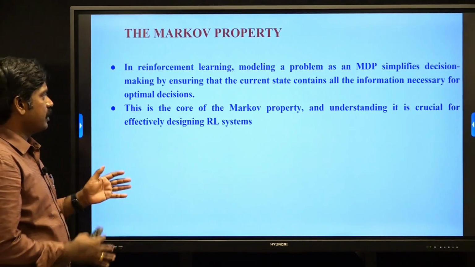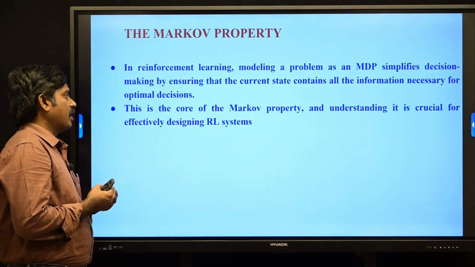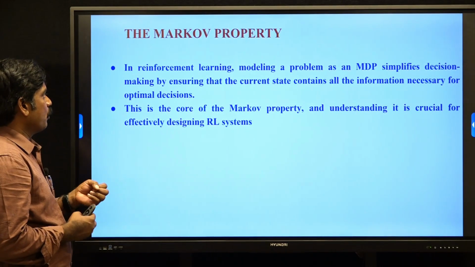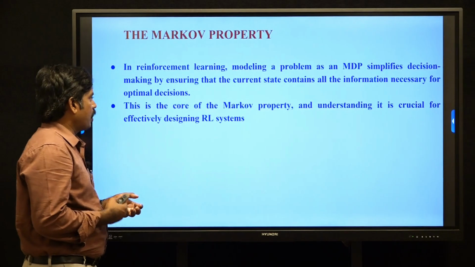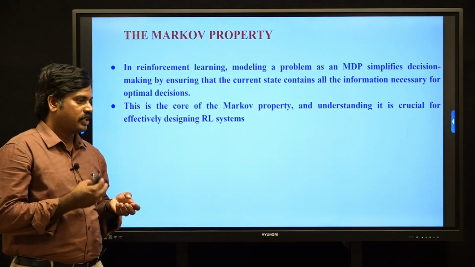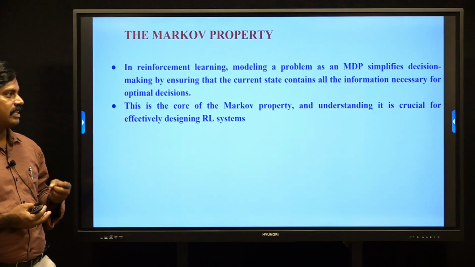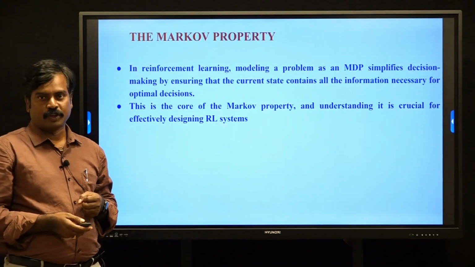The Markov property is one of the important concepts in reinforcement learning. We apply it to solve some tasks and problems based on the current state information. Based on the current state information, we select the optimal action to get the best reward in the future. Thank you.